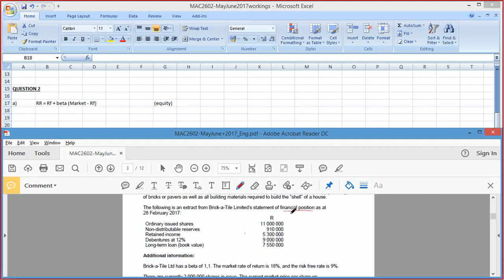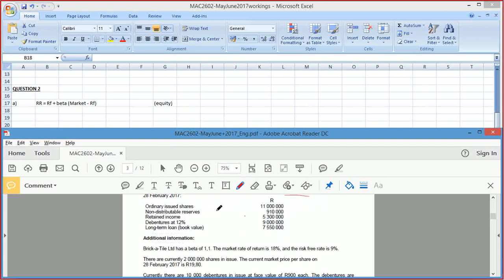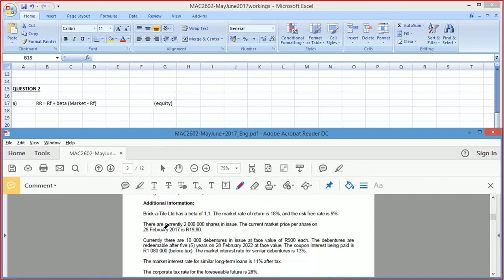Then there's an extract of the statement of financial position. So now I know how many shares they've issued. Ordinary issued shares, 11 million. Non-distributable reserves, retained income. See, this is all equity stuff. And then you've got debentures and long-term loans. That's liabilities. So you've got the equity at the top, and you've got the liabilities here. Okay, additional information. Brick and tile has a beta of 1.1.